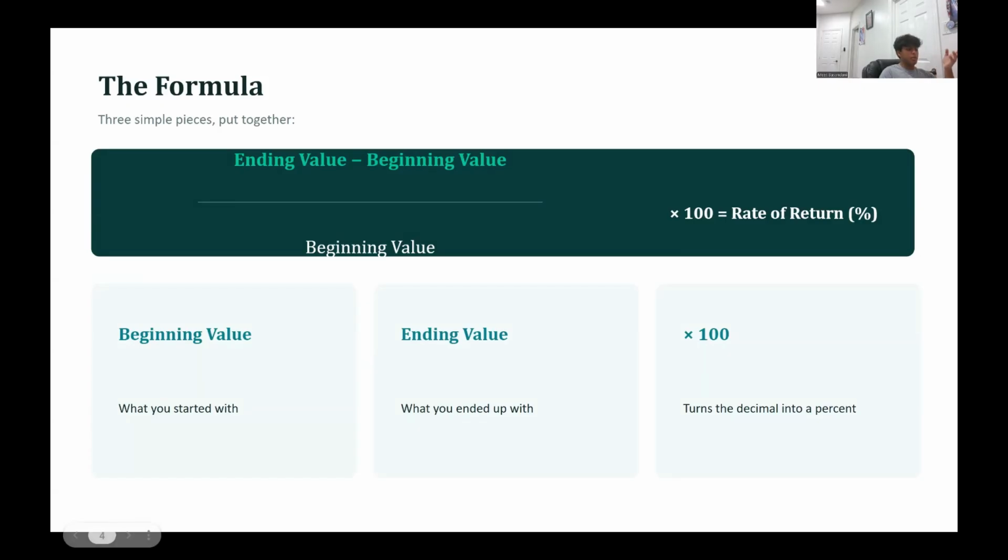Next, we have the formula. All right, so here's the formula, and I promise it's simpler than it looks. Ending value minus beginning value divided by the beginning value times 100. The times 100 is what turns it into a percent. So beginning value is what you started with. Ending value is what you ended up with. Subtract them to see how much things changed. Then divide it by what you started with. And then you multiply it by 100 to turn it into a nice and clean percentage.